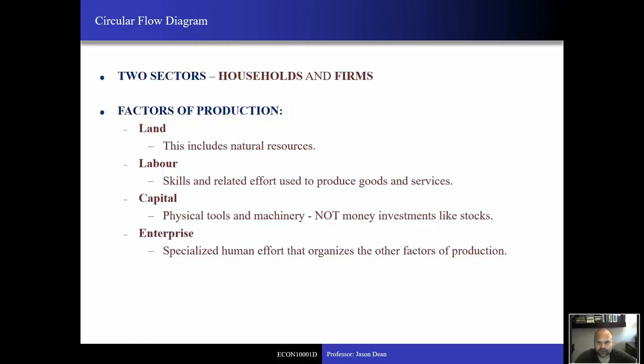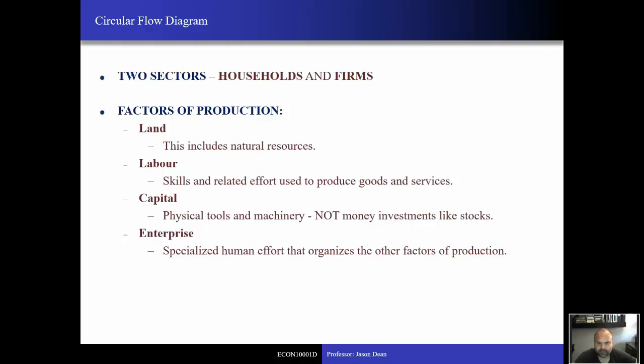So when we're thinking of labor, we're thinking of the skills, the effort. You could have unskilled labor, skilled labor. We're thinking of all of that human capital that's used to produce goods and services. Capital, when we speak of capital here, we're speaking of actual physical capital, like tools, machinery, plants. We're not talking about financial capital, like money invested in stocks. Because when you buy a stock, that's just a transfer of ownership. There's actually no production that is associated with that.